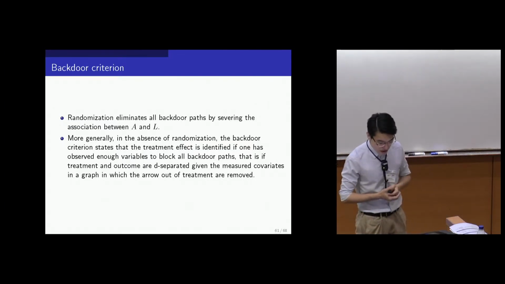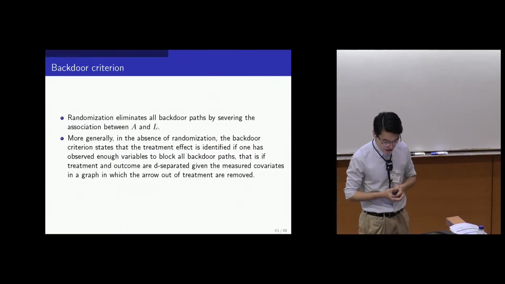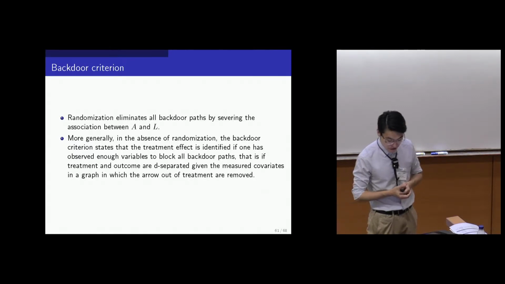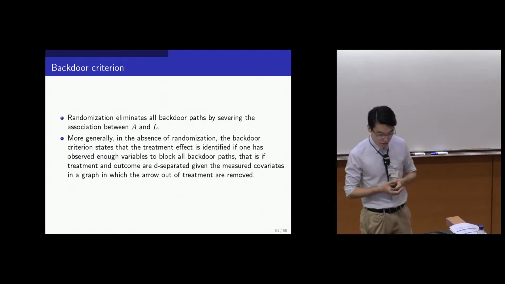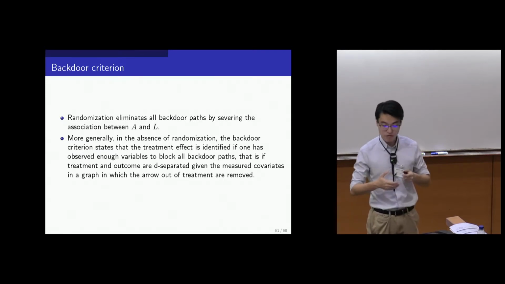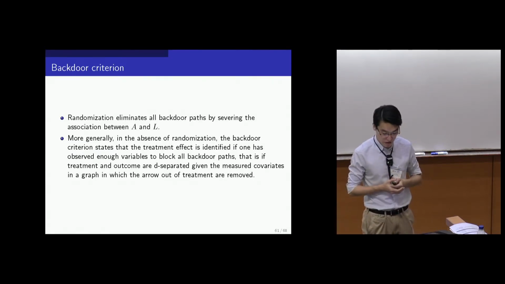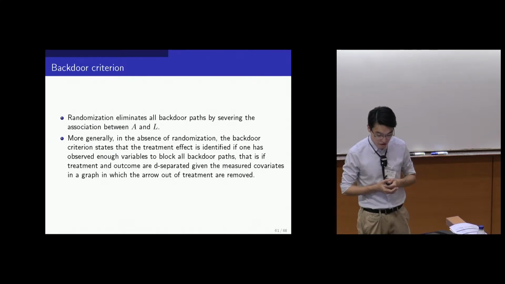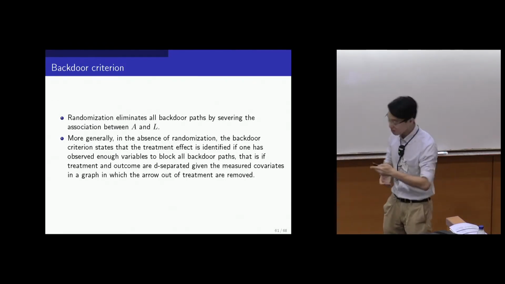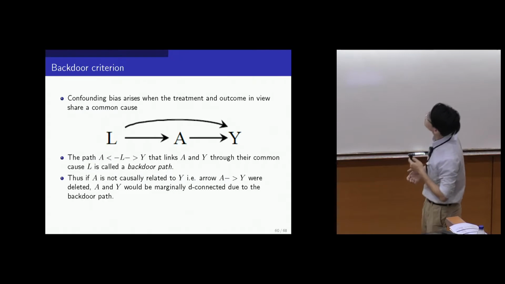More generally, in the absence of randomization, the backdoor criterion states that the treatment effect is identified if one has observed enough variables to block all backdoor paths. That is, if the treatment and the outcome are d-separated given the measured covariates in a graph in which the arrows out of the treatment are removed. Okay?